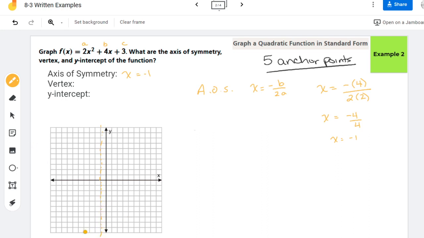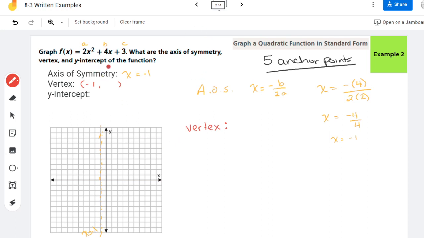Whenever I put something on a graph, I always try to label it if possible, especially when graphing quadratics, because there's so much going on in these graphs that it's important to have a clear understanding of where points are. Now, the vertex of the parabola lies on the axis of symmetry, so I know the x value of my vertex is negative 1.